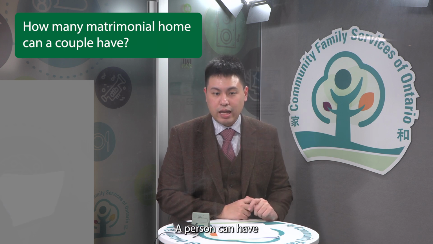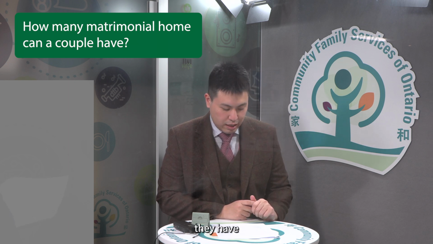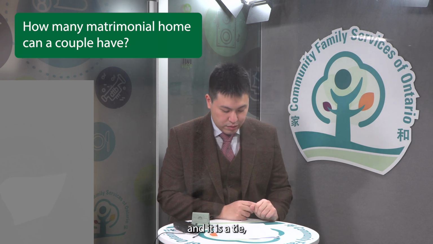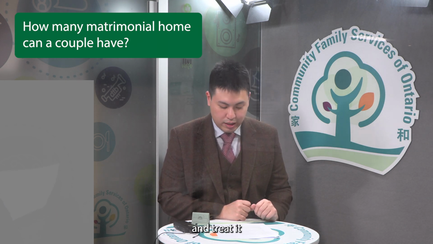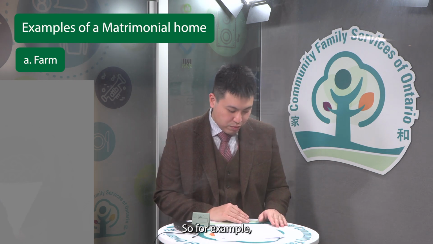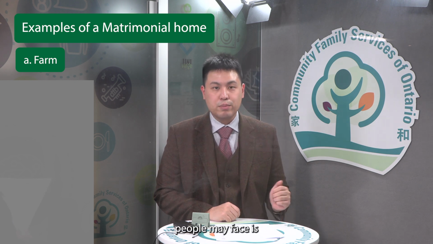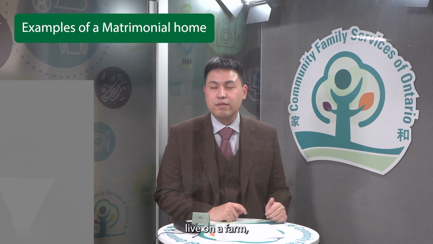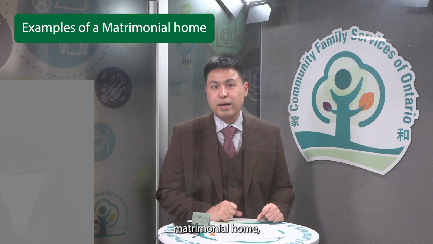A person can have more than one matrimonial home if they are able to define and show that it is one where they have an interest, and it's a property where they ordinarily occupy and treat it as the family home. So, for examples of a matrimonial home, one that people may face is if you were to live on a farm. And when you live on a farm, what is considered the matrimonial home?